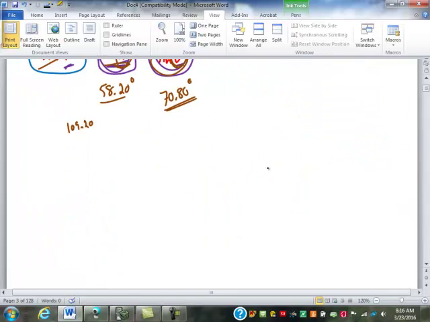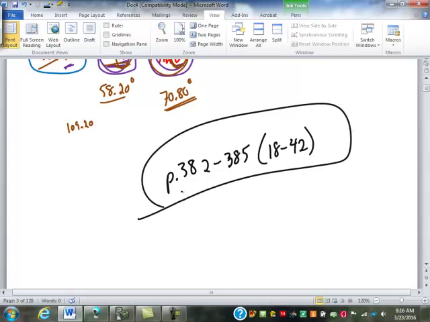In the packet I gave you guys yesterday, page 382 to 385, there's 18 through 42. I do not expect you to be able to do all of these. I don't expect you to even be good at these, since we only did one example. But we will do more tomorrow.